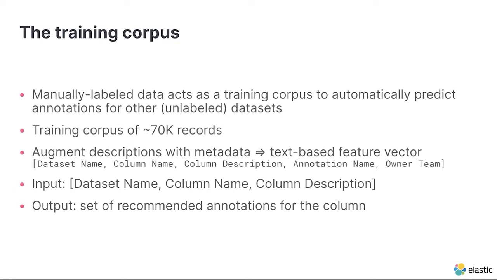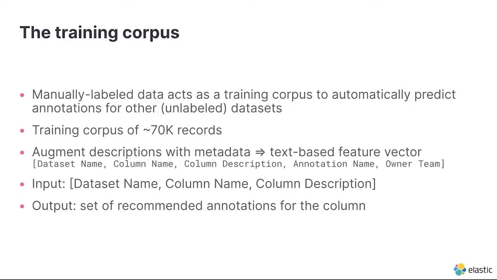So we had a training corpus of 70,000 different annotations. These are different columns of data across all the different datasets that we have that were labeled with exactly which type of personal data it was, out of the 500 different types. And these were labeled by labelers that we were confident were good ground truth. So that's the first step. That's how we got everything we needed there.